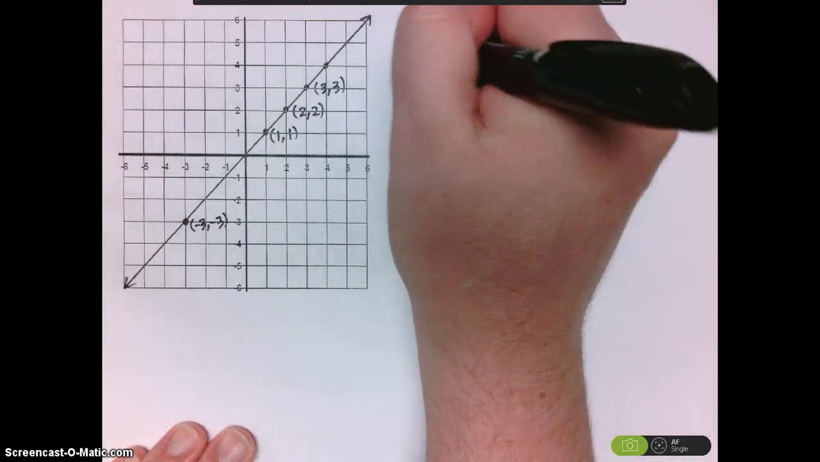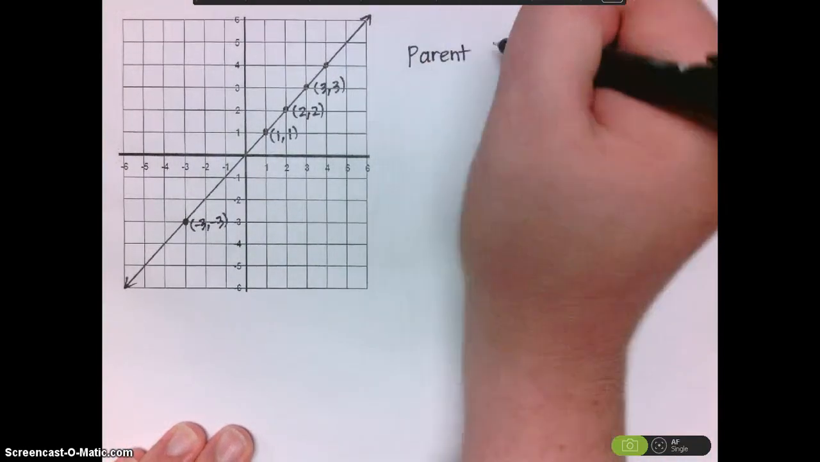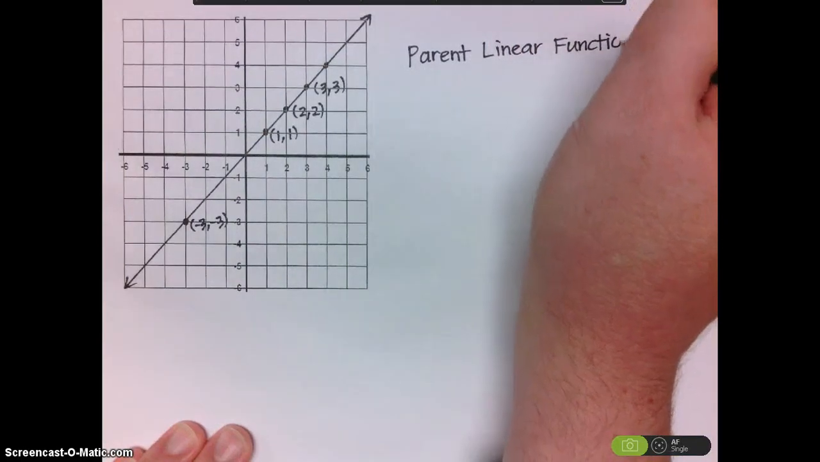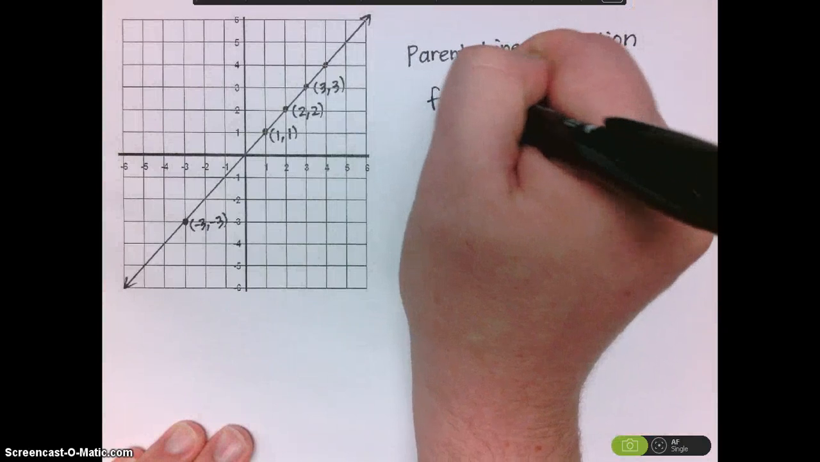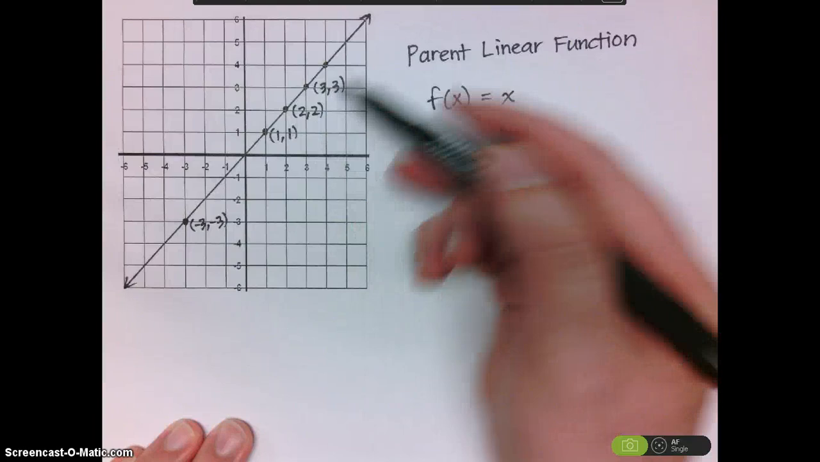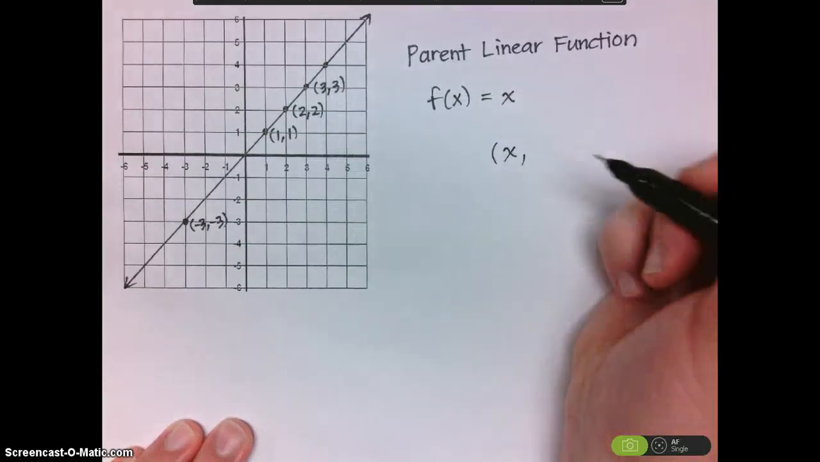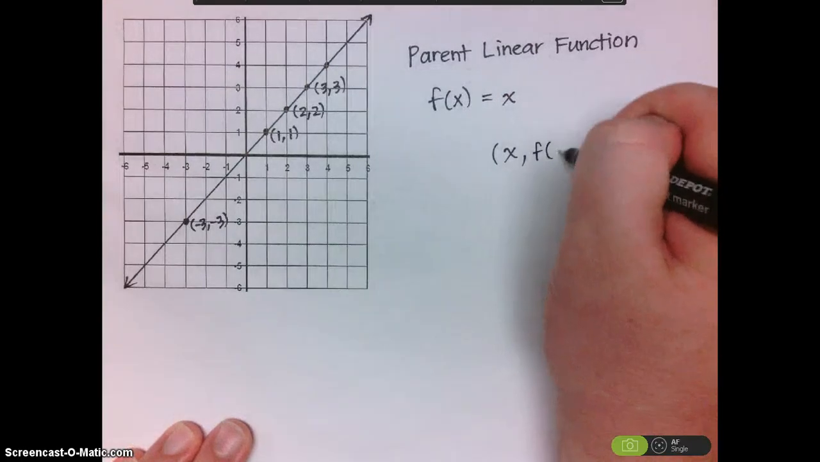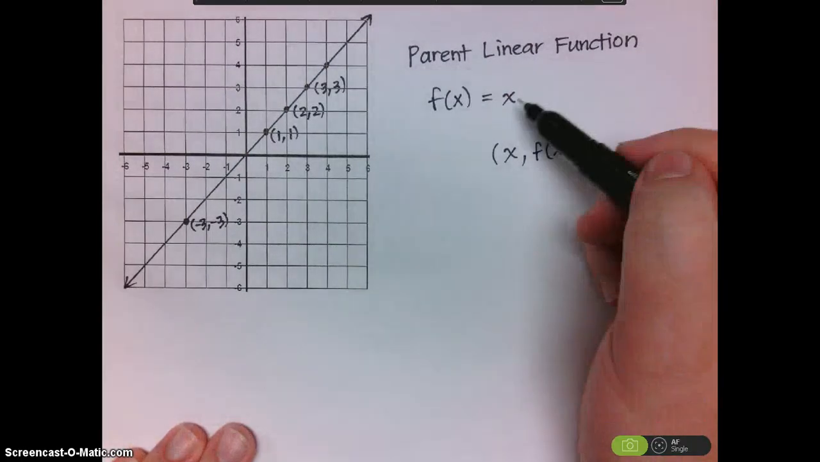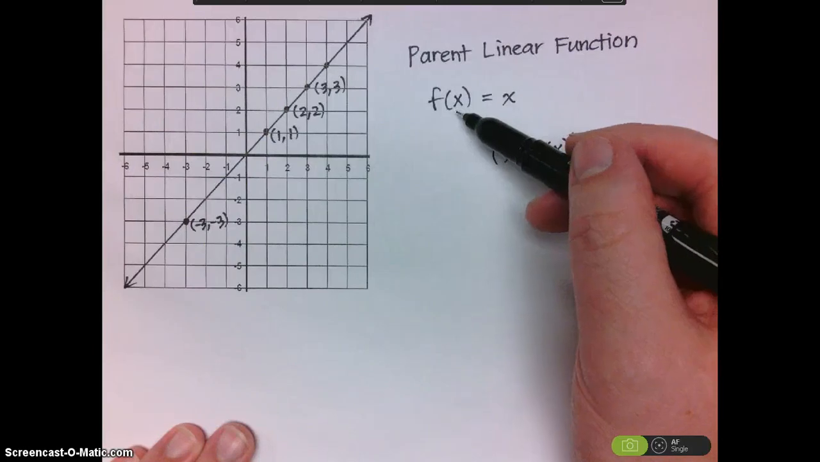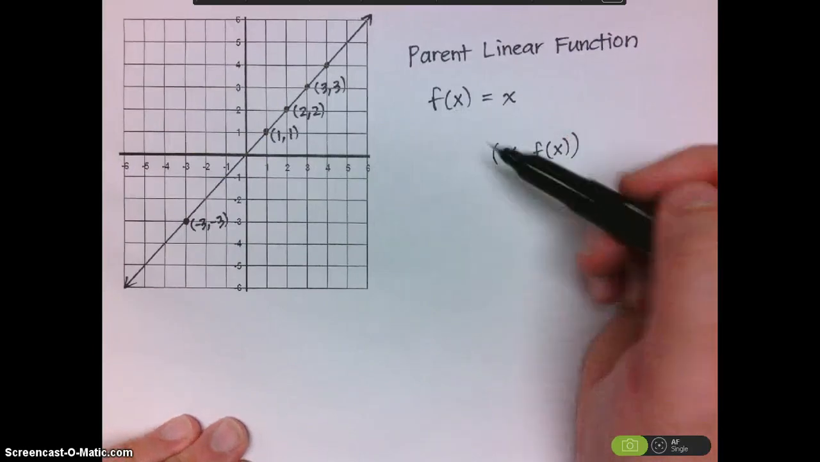And this function is called the parent linear function. And what it looks like is the function f of x simply equal to x. So as you can see, all of these points, if my x coordinate is the number 1, the y coordinate is going to be the same thing, and we're going to say that it's f of x. So if I plug in 1 into my function, the f of x is also going to be 1. If I plug in negative 3, the function at negative 3 is still going to be negative 3. So this is the parent linear function.